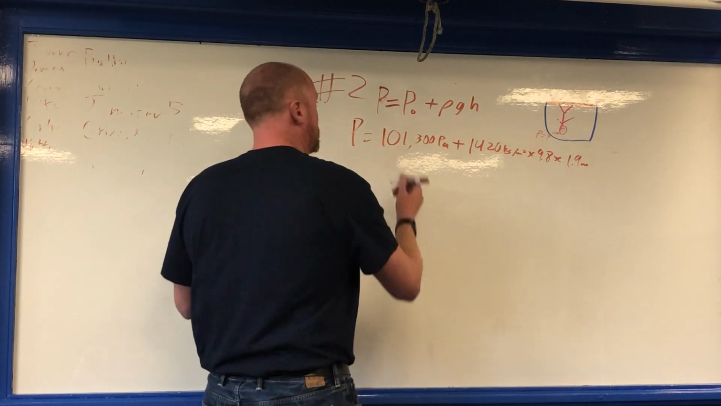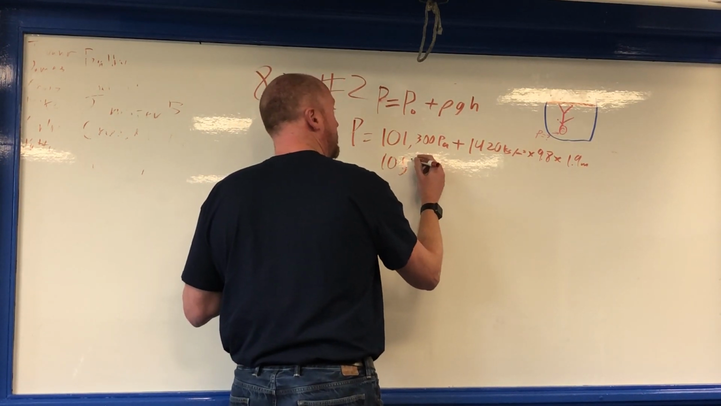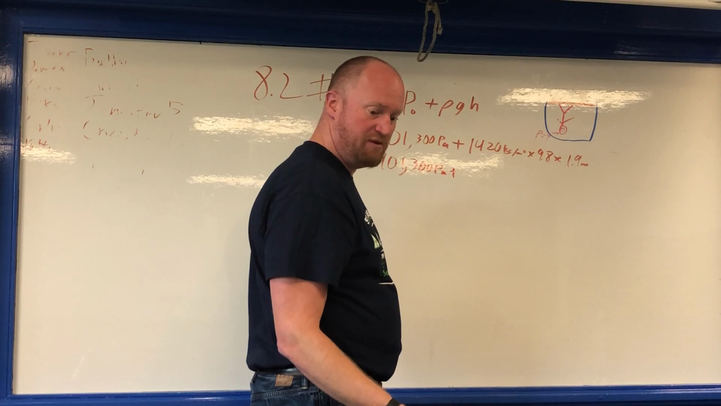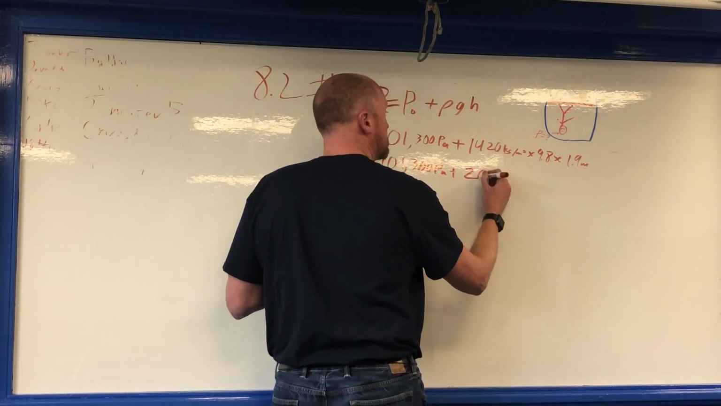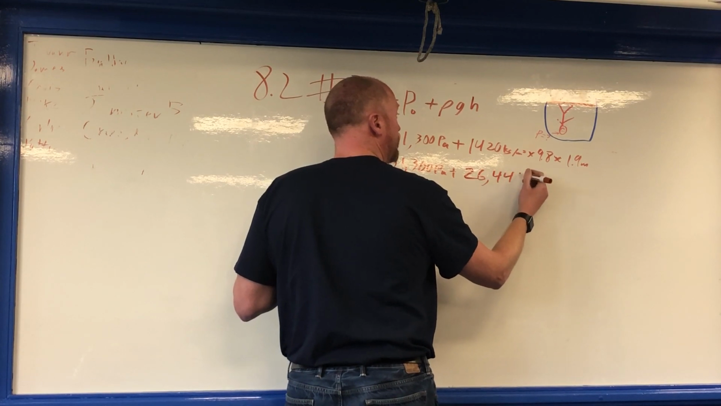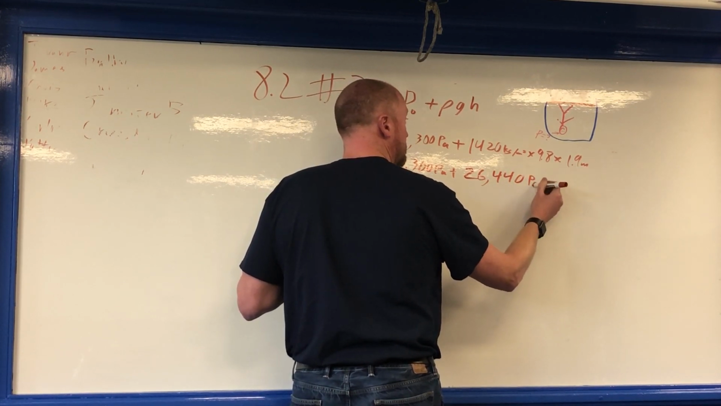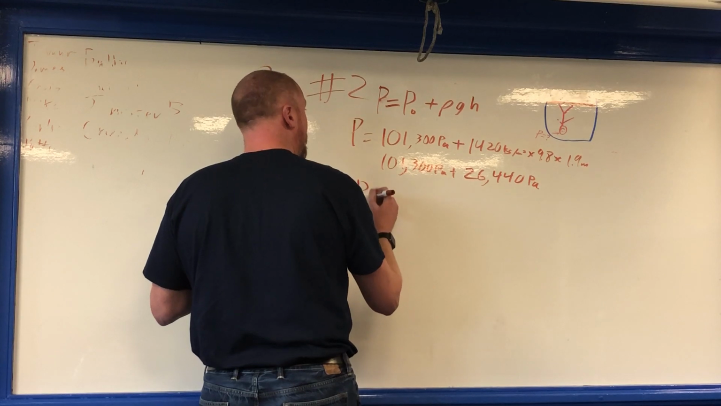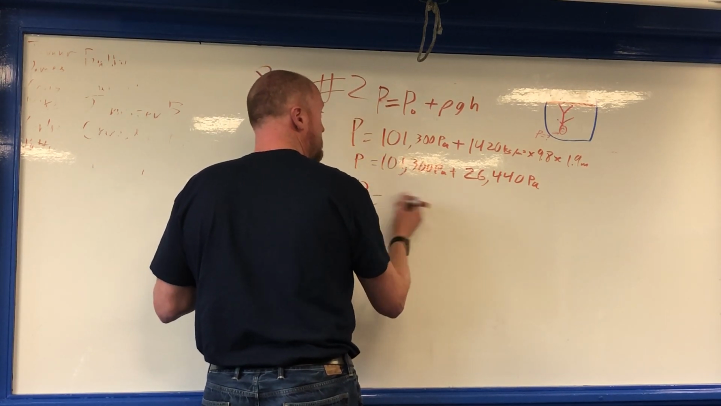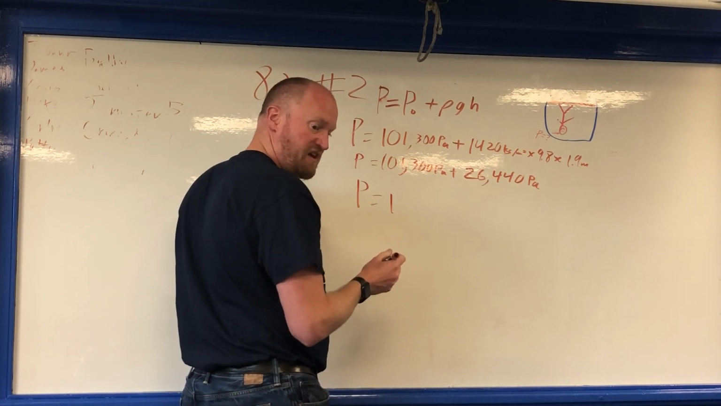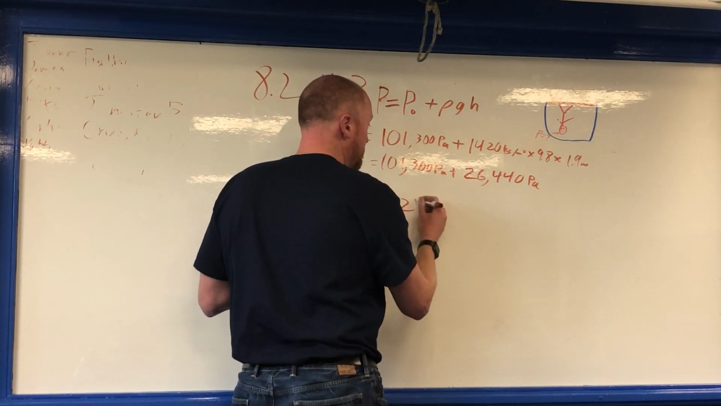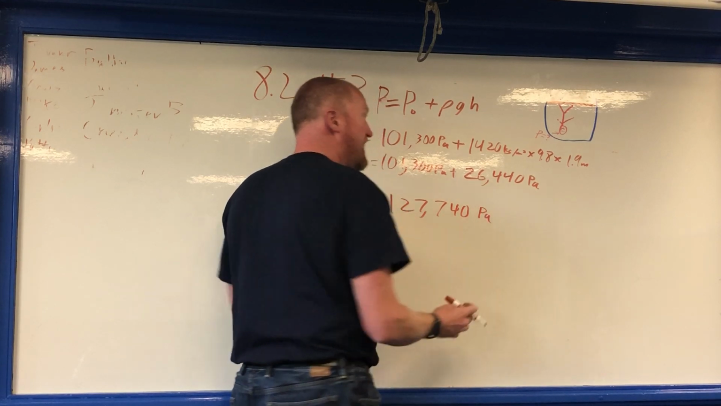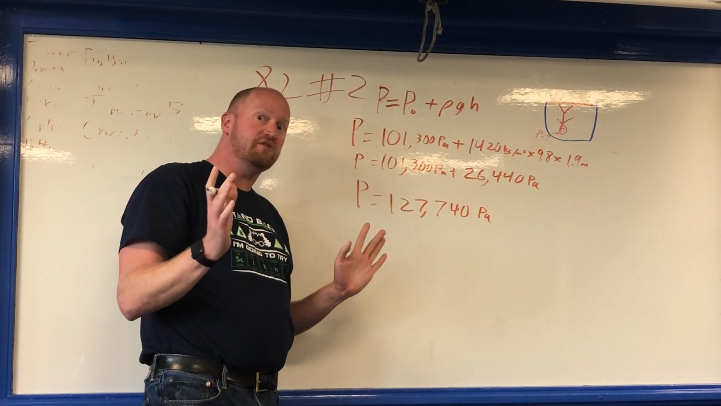Now, pressure here, this just goes down, 101,300 pascals, plus 1,420 times, well, you multiply them together and you get 26,440 pascals. And then we add these together. And what I get is my final pressure, this is the pressure that you're going through, is equal to 127,740 pascals.